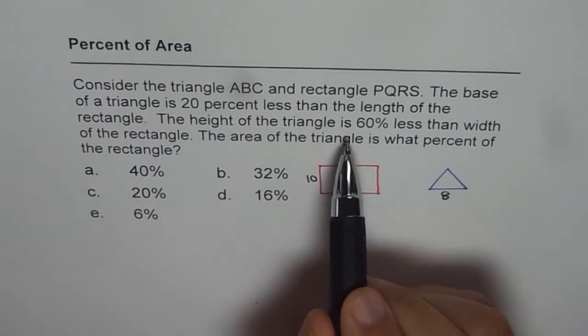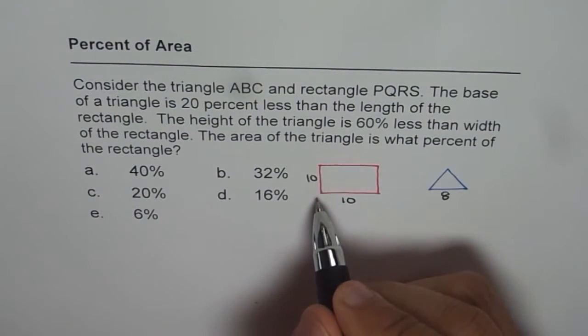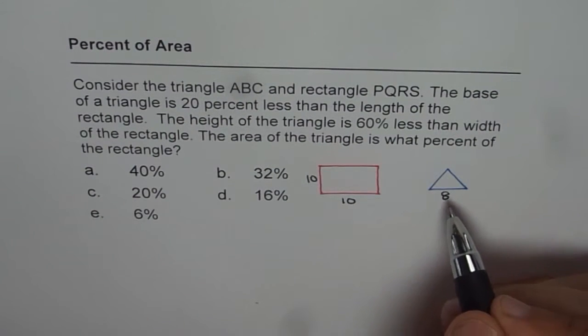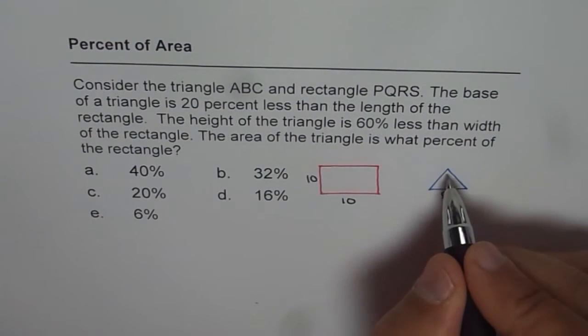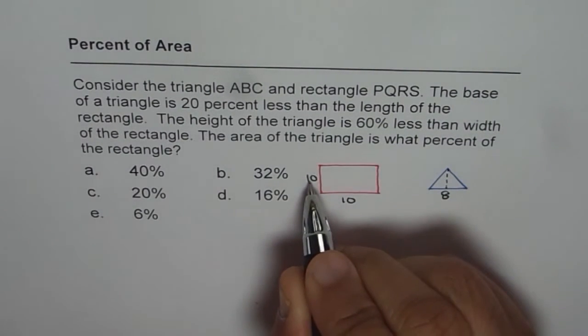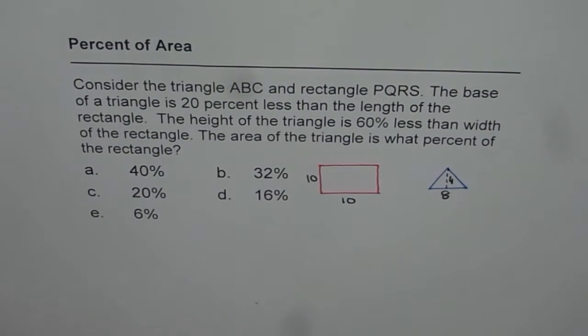And height of the triangle is 60% less. Height is 10, 60% less means the height is only 40%, right? So that's another way of looking into it. And therefore, we can say, well, this height for the triangle is 40% of 10, which is 4. So we have a triangle whose base is 8 and height is 4.